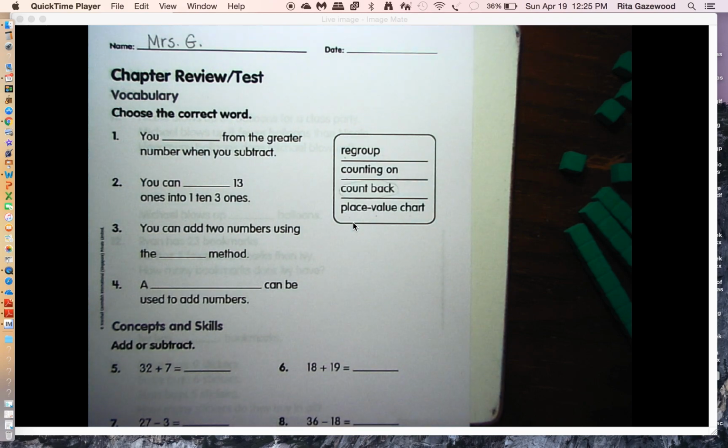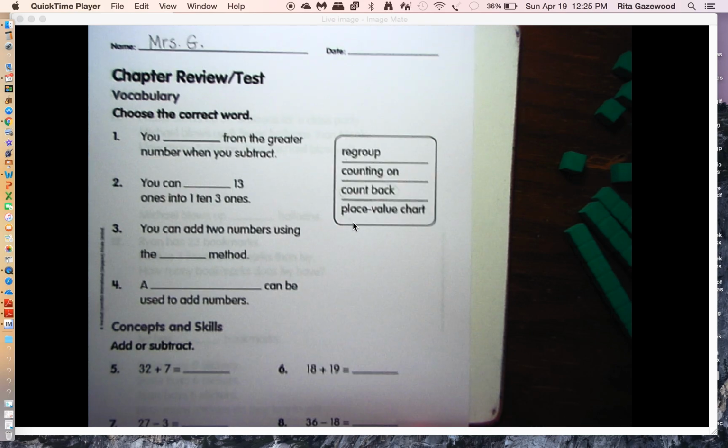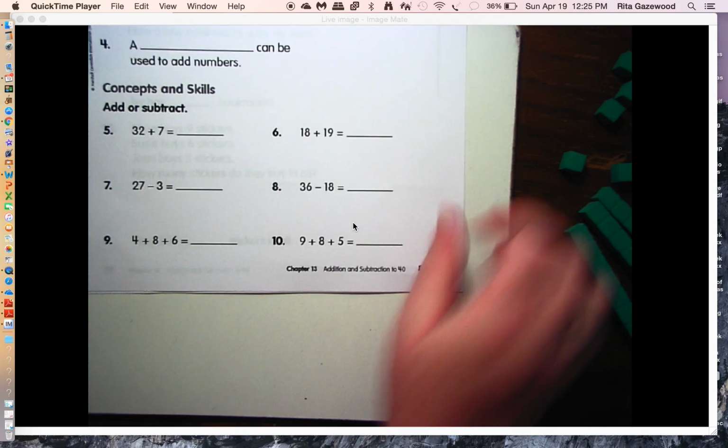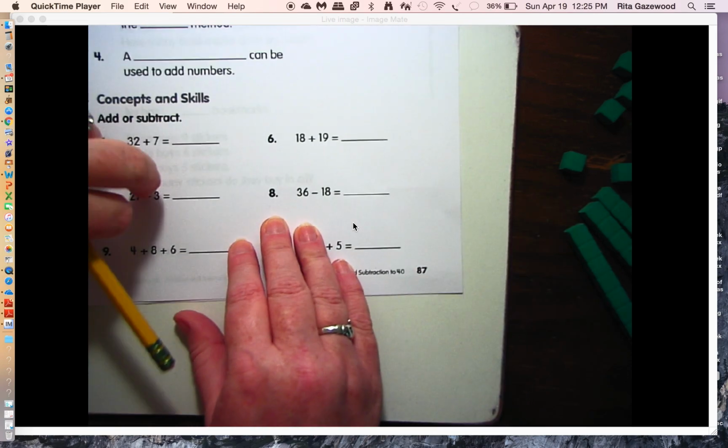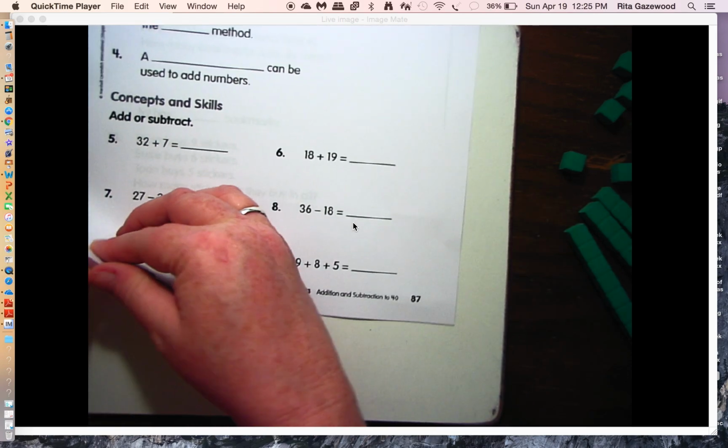Hi, boys and girls. Today we're going to do our chapter review test for chapter 13. So we're getting ready to take our chapter 13 test. The first thing you're going to want to do is get out your workbook pages. You're going to need page 87 and also page 88 in your workbook.